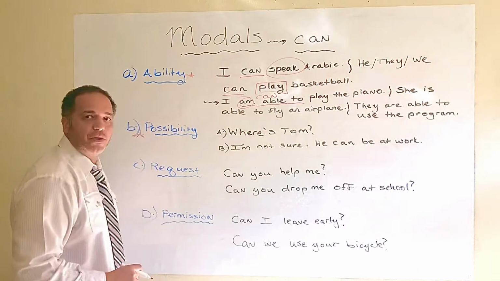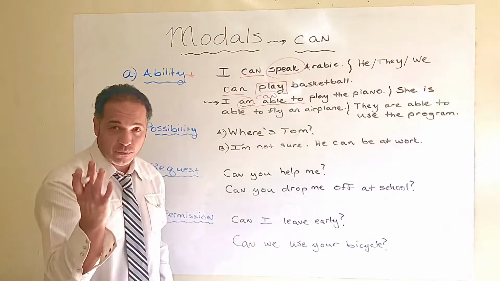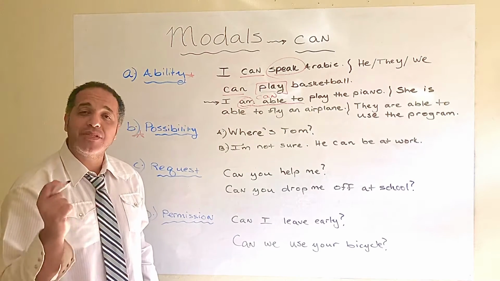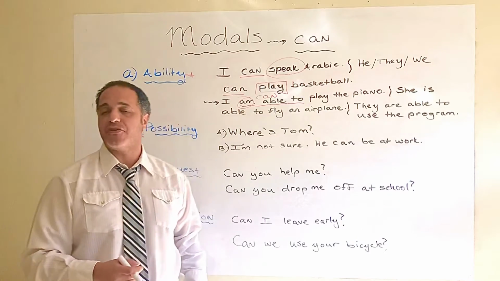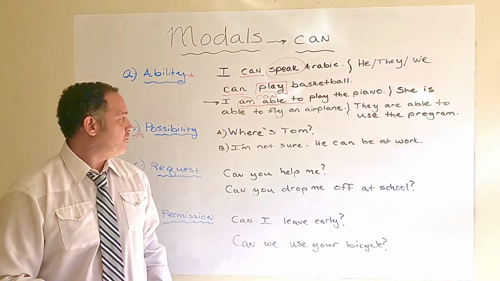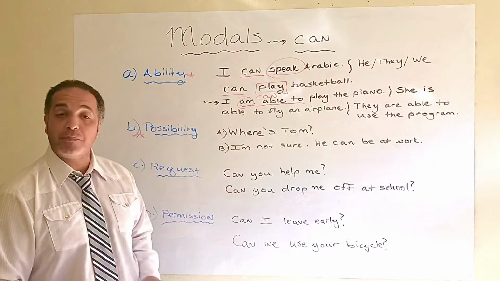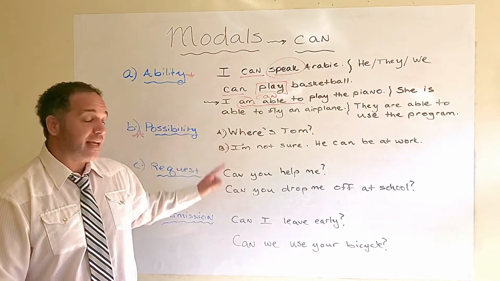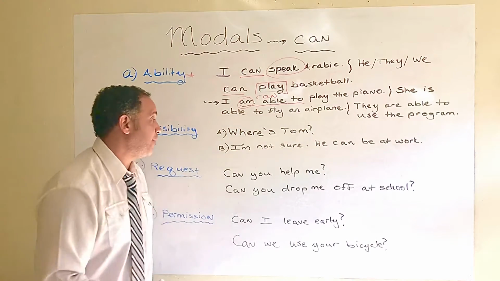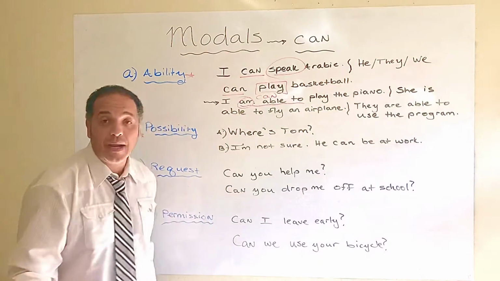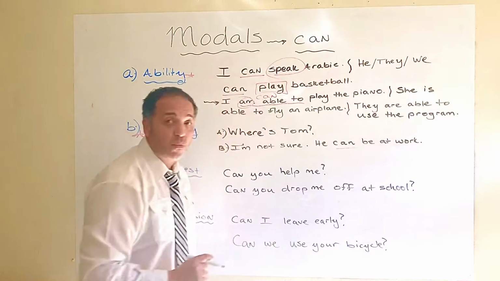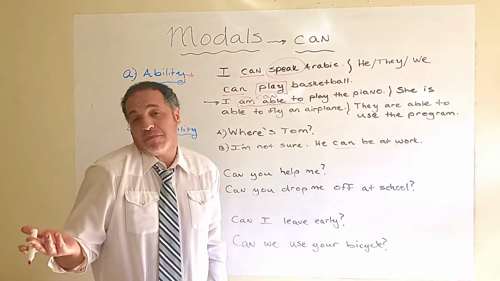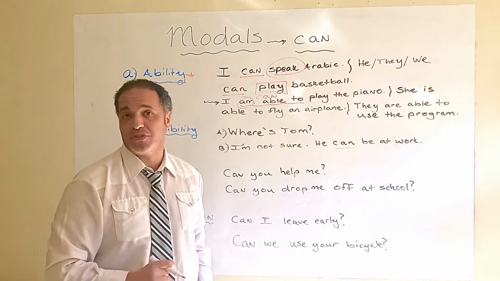The second reason for the modal can, or the way that we use it, is when you are telling me something is a possibility. And when I say possibility, it means about a 50% guess. For example, let's say two people are talking and A says, "Where's Tom?" B says, "I'm not sure. He can be at work." That means possibility, maybe. There's a 50% chance.